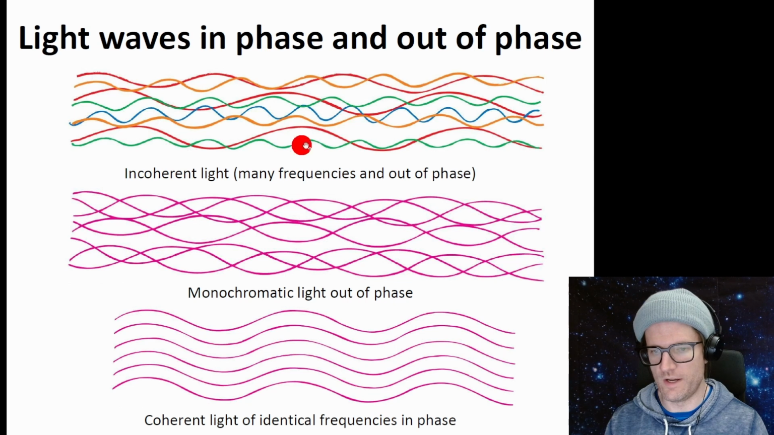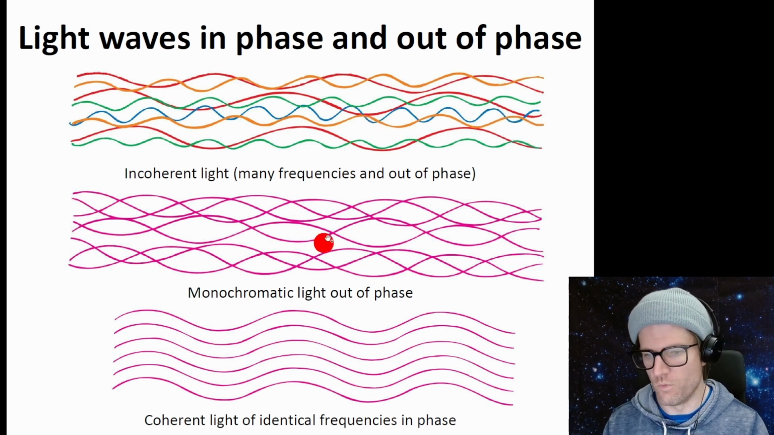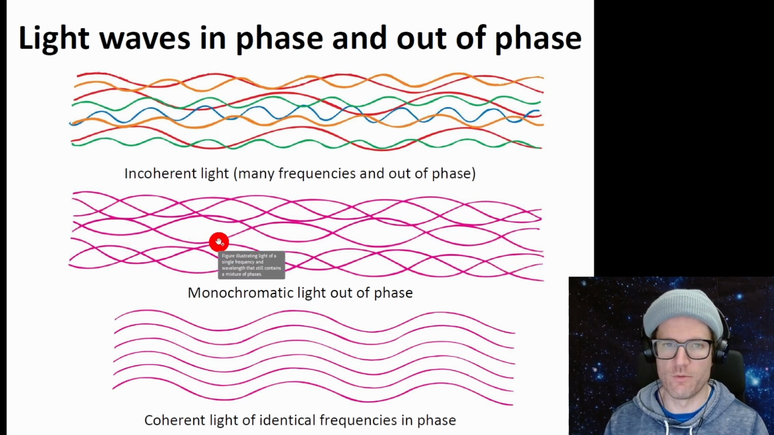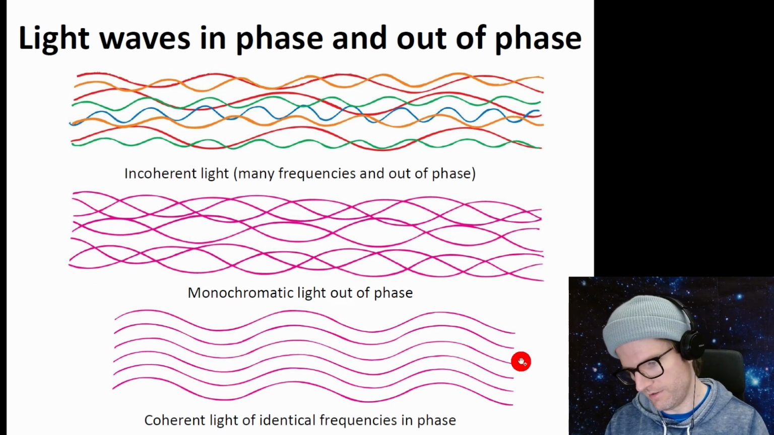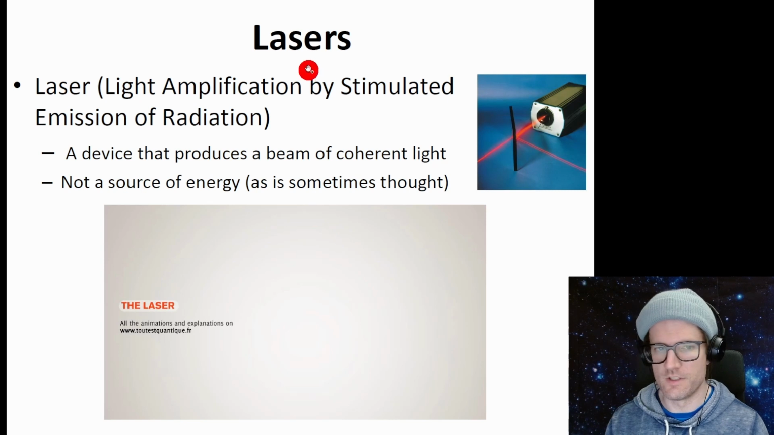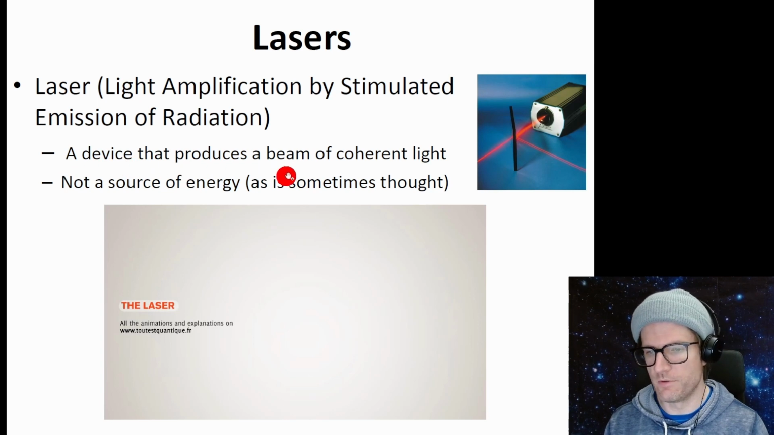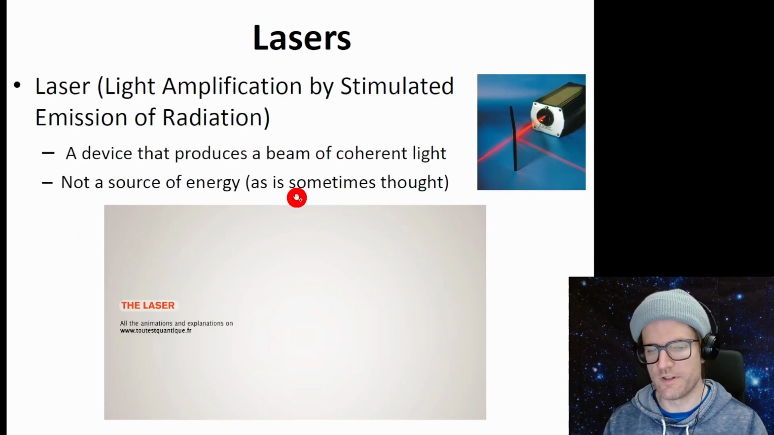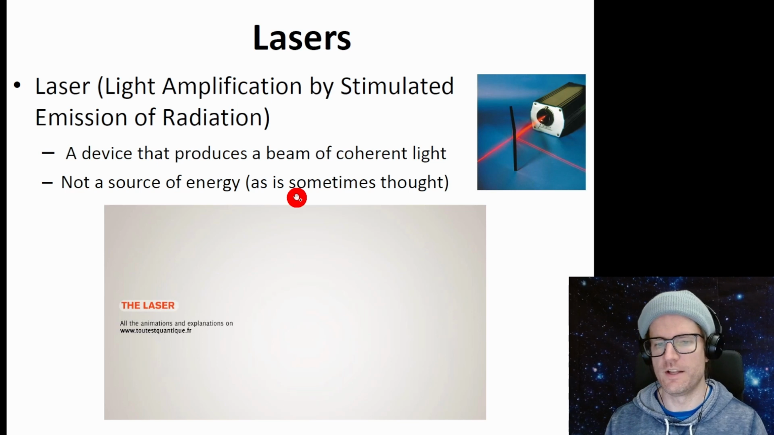Light waves in phase and out of phase. Here's white light with many frequencies in many different phases. Here's one color, or one wavelength of frequency, but it's incoherent. None of the waves are lined up. And here is a single color, all in phase. So this is a laser. Laser is light amplification by stimulated emission of radiation. It's a device that produces a beam of coherent light. It's not a source of energy, but if you put energy in, you can get coherent light out.